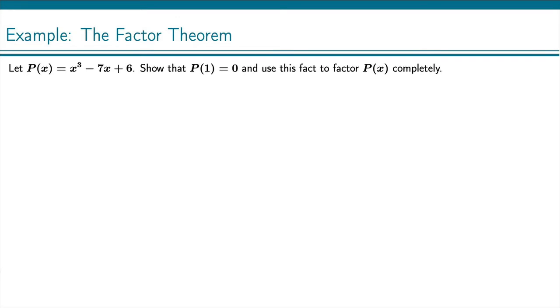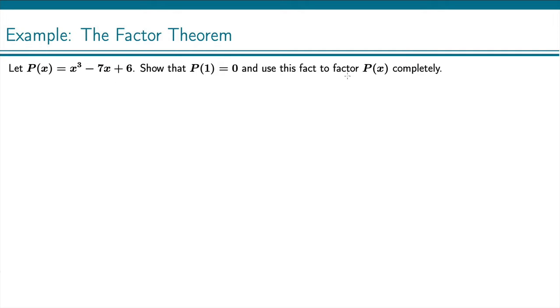Let p of x equal x cubed minus 7x plus 6. Show that p of 1 equals 0 and use this fact to factor p of x completely. Showing that p of 1 is equal to 0 is not hard. You can just plug 1 in and get 0.